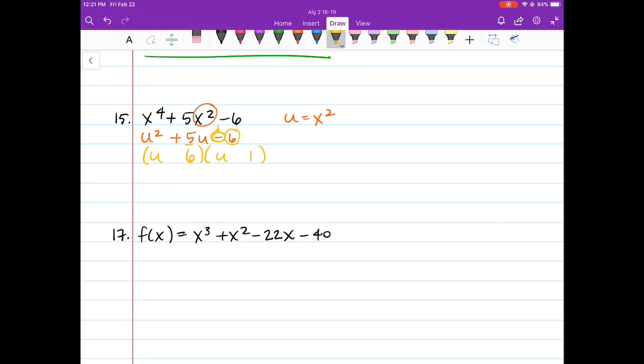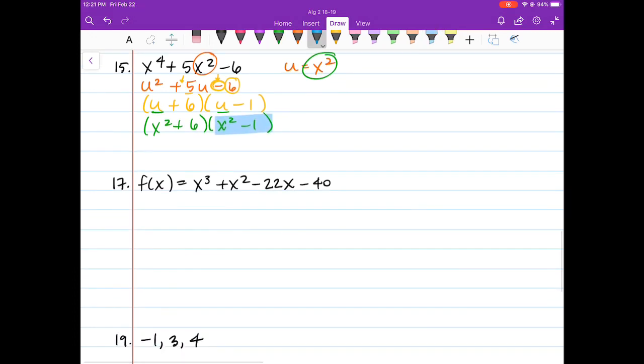Our signs are different. Our bigger number is positive. u plus 6, u minus 1. Lastly, you throw your x squared back in for your u's. So you have x squared plus 6, x squared minus 1. But from here, x squared minus 1, we have a difference of 2 squares. X squared plus 6 can't be simplified anymore, but that second guy is going to be x minus 1 and x plus 1. There's our fully factored answer.